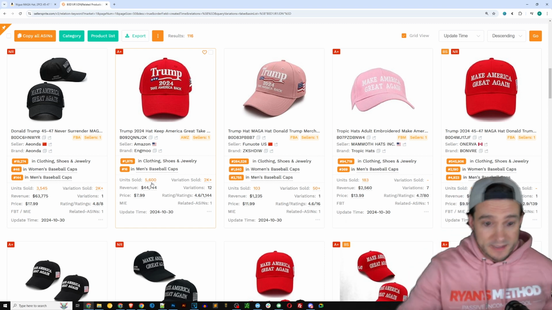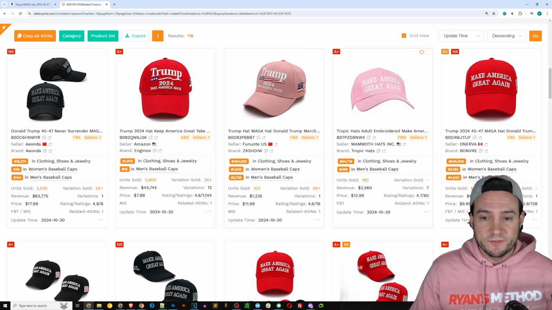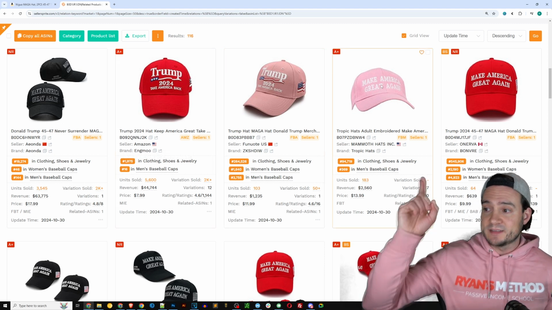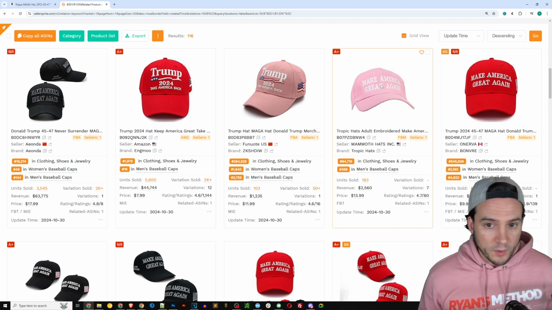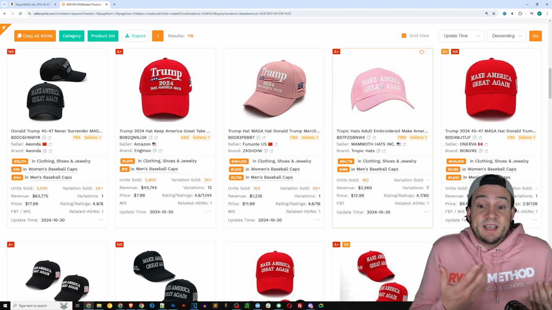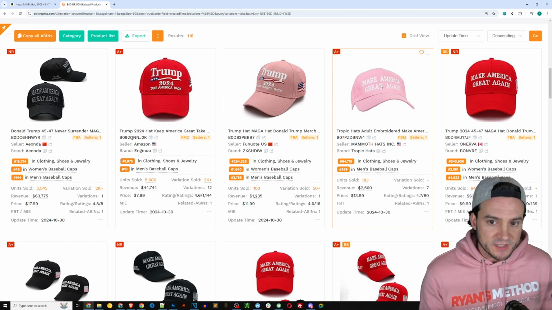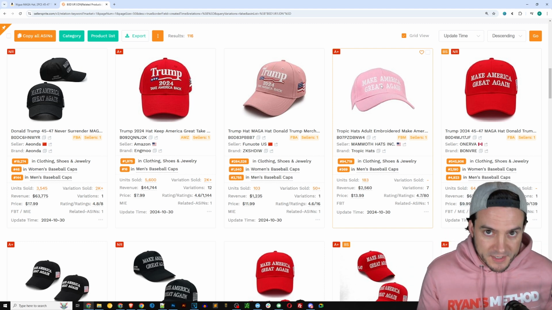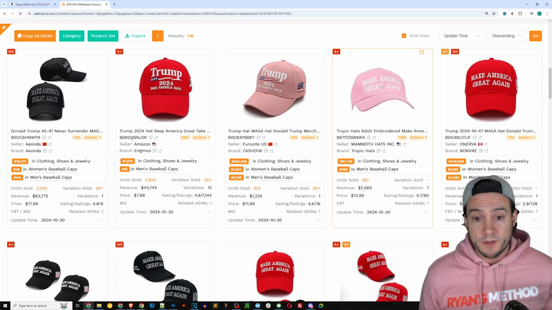Next one is a pink hat. Same design, 2024, Take America Back. Next one is another pink hat. So it seems like two of the first four were pink hats. Note that to yourself. Maybe you make a separate product listing optimized specifically with a pink primary thumbnail and market it to women, I would guess.